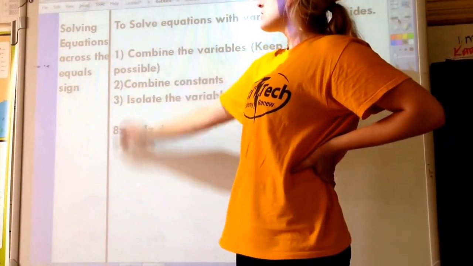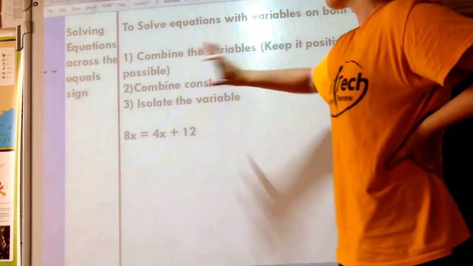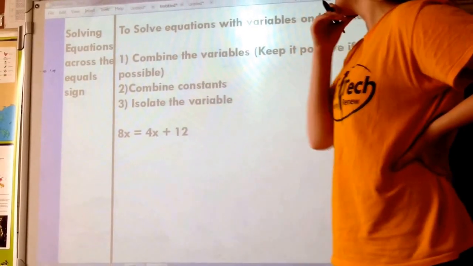On your notes page, go ahead and draw your line and write "solving equations across the equal sign." Don't worry about this yet, just be with me, I'll tell you what to write.